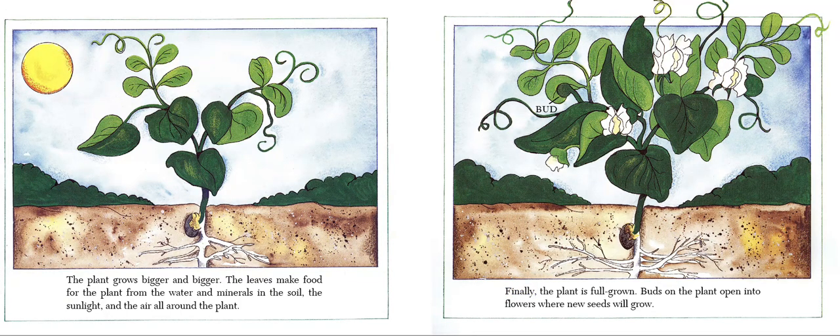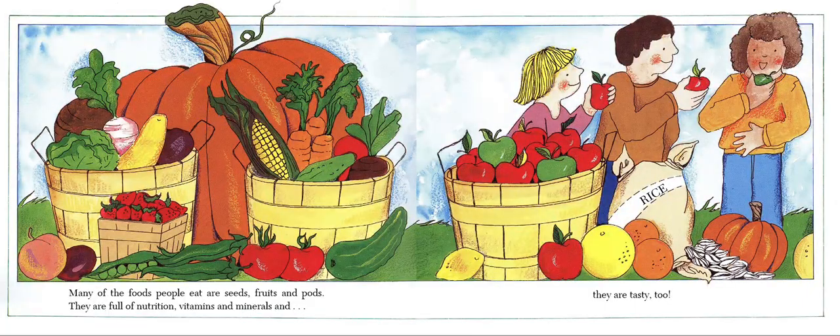Finally, the plant is full grown. Buds on the plant open into flowers where new seeds will grow. Bud. Many of the foods people eat are seeds, fruits, and pods. They are full of nutrition, vitamins and minerals, and they are tasty too. Rice.